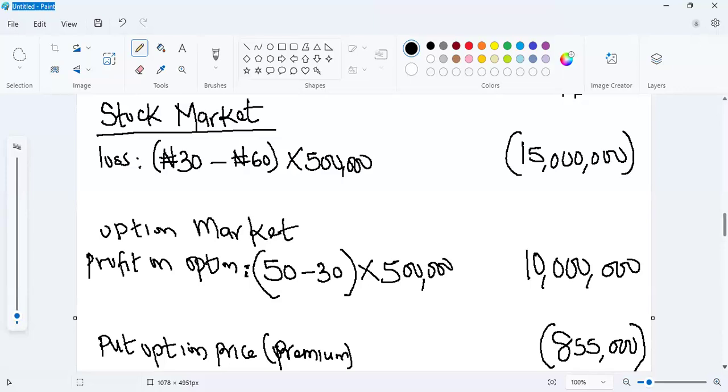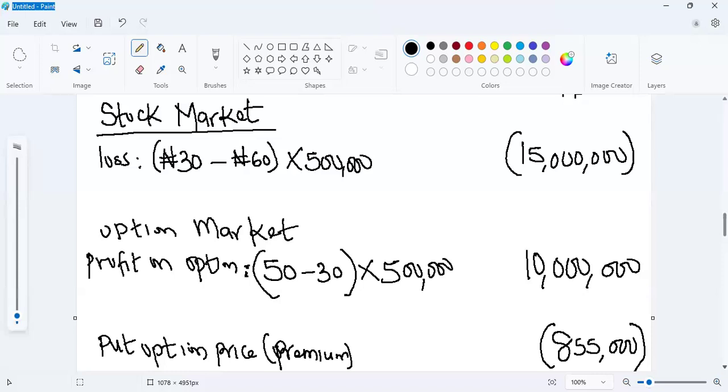So the option market and the premium are together, while the stock market is an alternative. That is the part I don't understand, why we're combining all of them, because they are alternatives. Thank you. Okay, now, no problem.